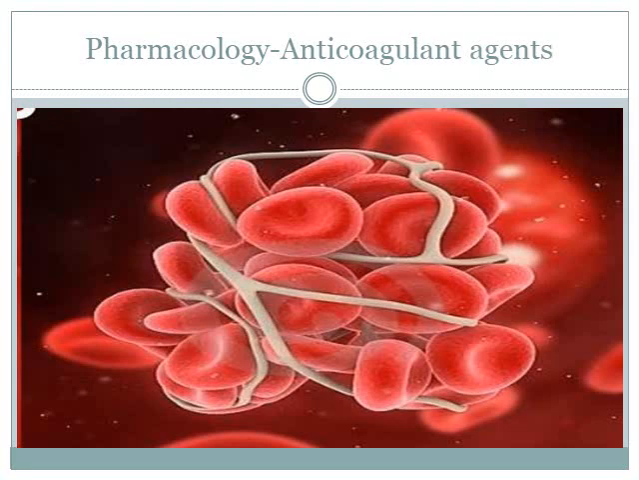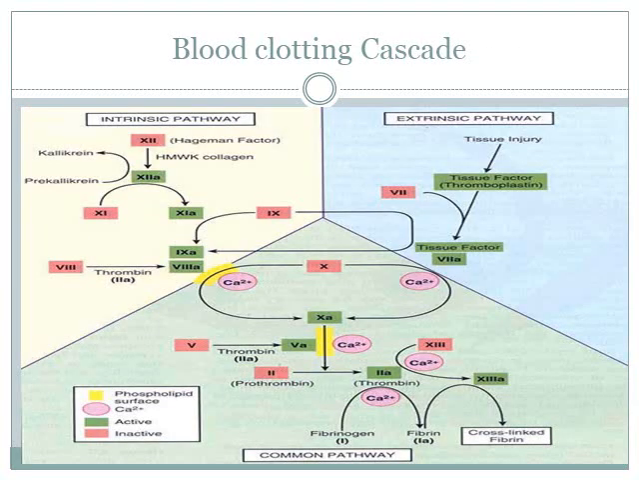So to start off, we'll just have a quick look at the clotting cascade. Now, the reason we need to look at the clotting cascade is obviously every anticoagulant drug that we'll talk about is going to have some effect somewhere within the clotting cascade. Now, the cascade itself is made up of 13 different factors.